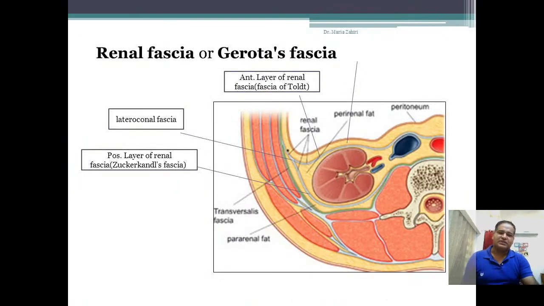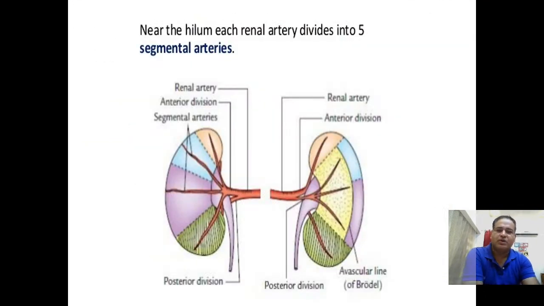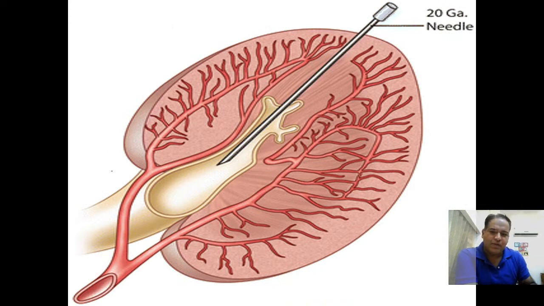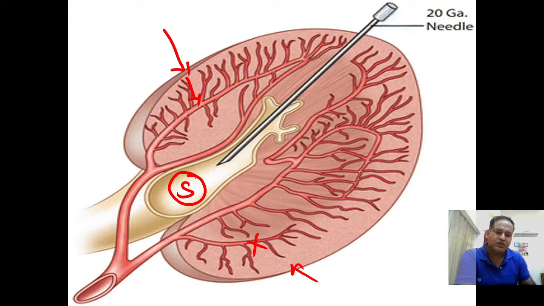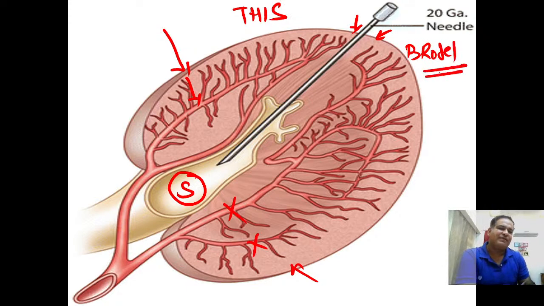Fine. So the kidney has a strong fascia, posteriorly the layer of Zuckerkandl, and anteriorly the layer of Toldt. Extremely strong. Now, when I told you that the kidney is extremely vascular, for example, there is a stone over here and you want to remove the stone. If you go from here, you will damage this artery. If you go from here, you will damage this artery. So where to go from? This area. This area is called the avascular plane of Brodel.